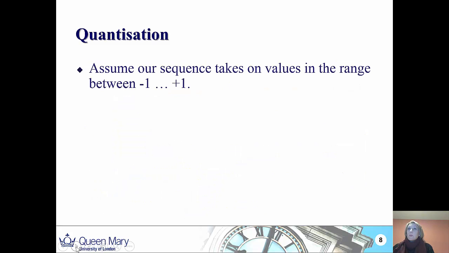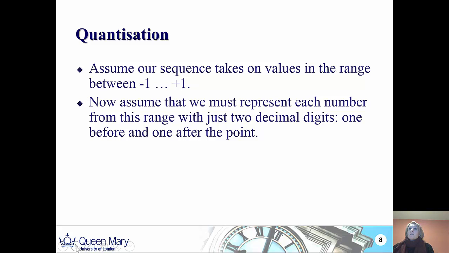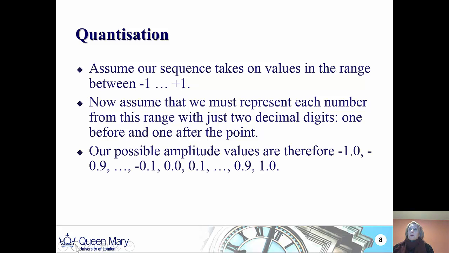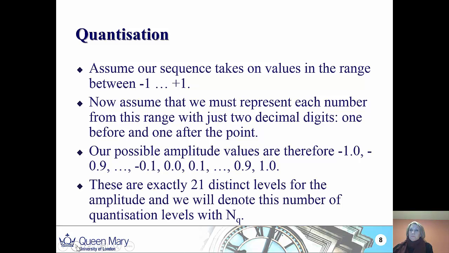So to provide an example as to how quantization may be applied, assume we are communicating a sequence which takes on values in the range between -1 and +1. Assume that we must represent each number from this range with just 2 decimal digits, so one before and one after the decimal point. So our possible values therefore become -1, -0.9, and so on up to 0.9 and 1. Okay, so we have a discrete range of values which we may use to communicate our continuous wave.